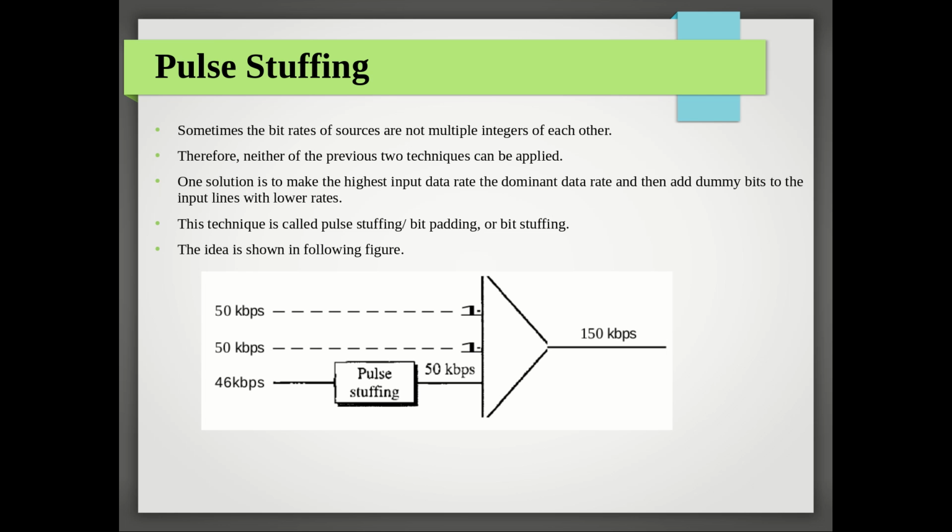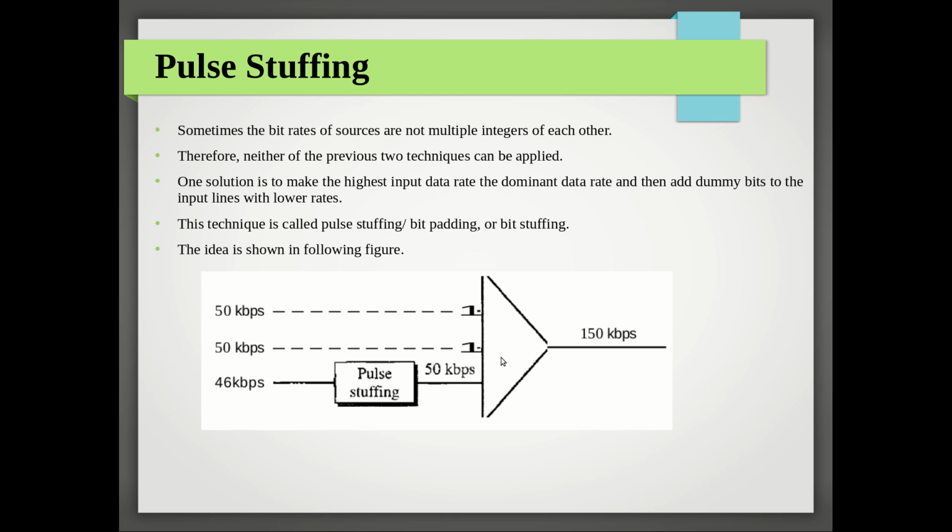Here we have 3 input lines. The first 2 are 50 kilobits per second, but the third one is just 46 kilobits per second only. See, this is a different data rate from the other two, but it is not a multiple, there is no multiple relation between these input lines. So we can't apply the previously discussed two techniques. So what we are doing is using the pulse stuffing technique. We will add some extra 4 bits every second, so 4 kilobits, so that this 46 kilobits per second becomes 50 kilobits per second. Okay, so some dummy extra bits can be added like this.